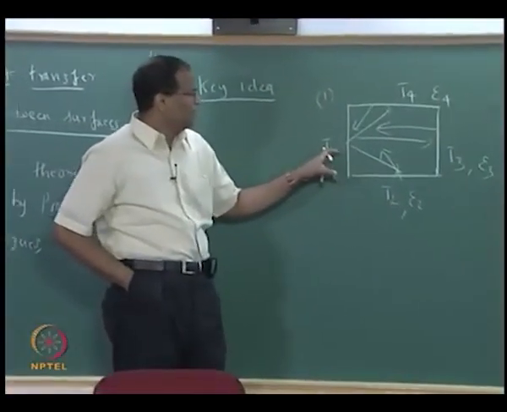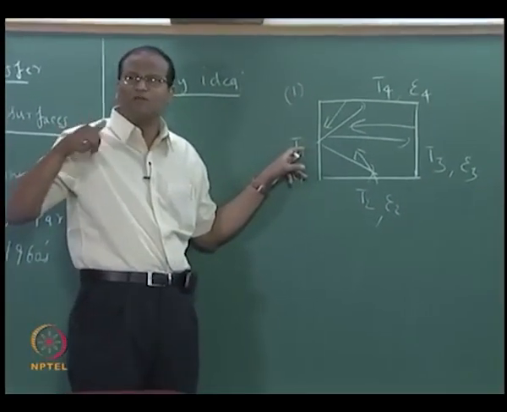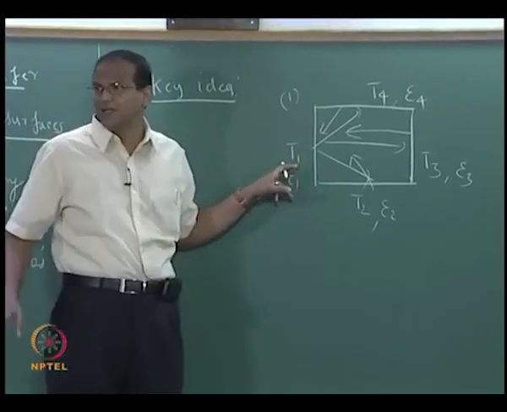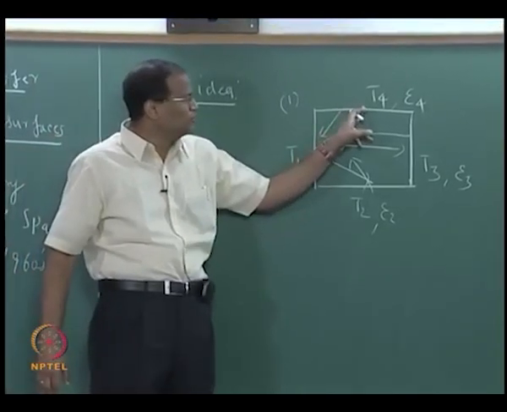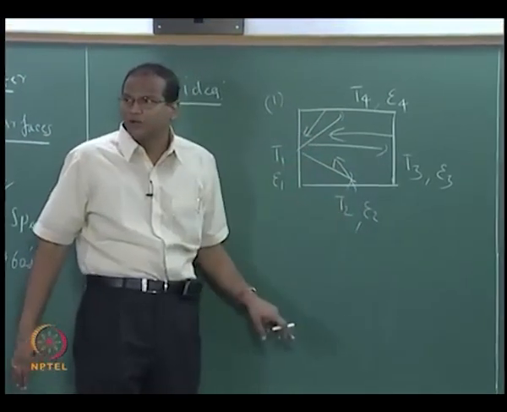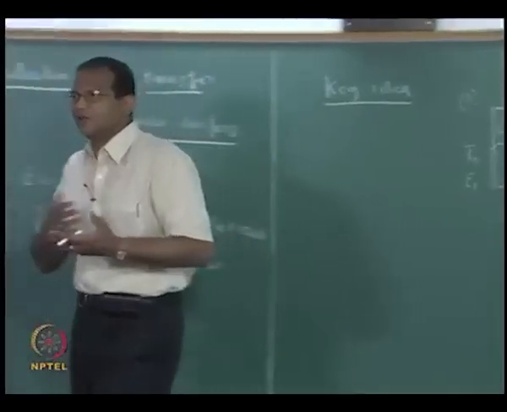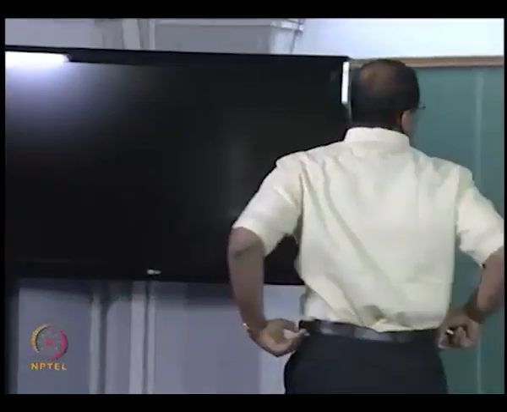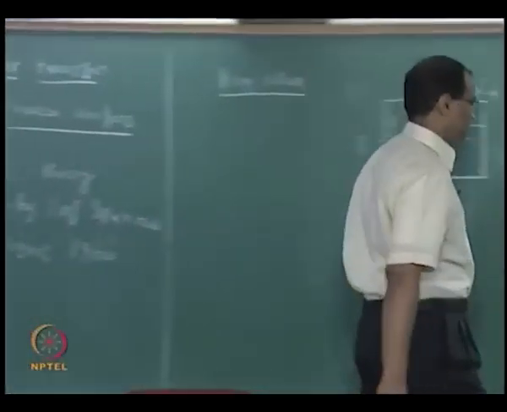See, from here totally 100, for example 100 watts is going out, for argument's sake, out of which how much is going to 4, how much is going to 3, how much is going to 2. That depends on the relative size of the surfaces and the angle or the orientation, isn't it? That we will have to know. Okay. So, we have to introduce this concept called view factor.